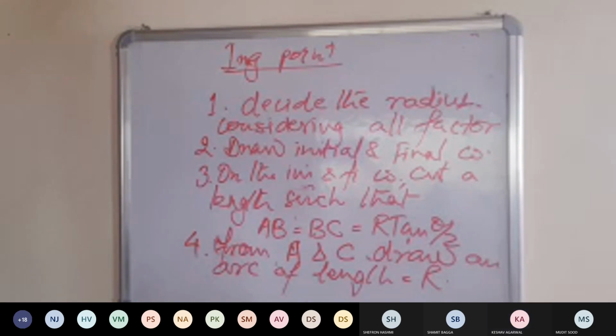Yes, sir. Go ahead. From points P and Q, cut an arc of radius r such that they intersect at point O. Keeping O as center, draw an arc of radius r such that the arc touches AB and BC tangentially at points P and Q. Clear?